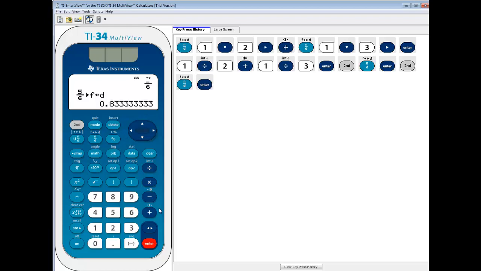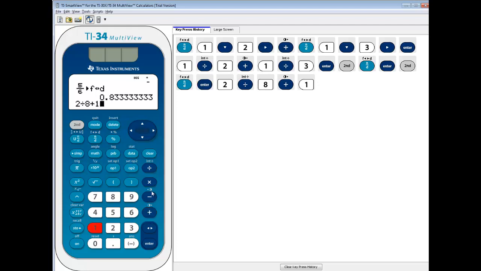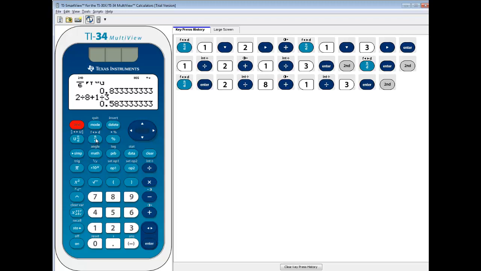Now let's take a look at a little bit different problem. Let's say I've got 2/8, so I've got 2 divided by 8 plus 1 divided by 3. Okay, so 2/8 plus 1/3. Now the common denominator would be 24. If I press enter, we get the decimal, and we know how to switch that to fraction. We do second, and then our N over D button, and then press enter, and 7/12 would be our answer.